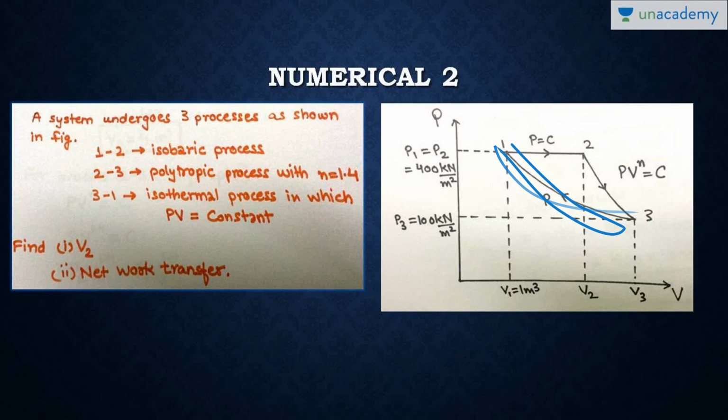Two things you have to find here. First one is the volume at point 2 and second is the net work transfer. To calculate the net work transfer, you have to find the inside area of this particular cycle, and the value of V2 you have to find.